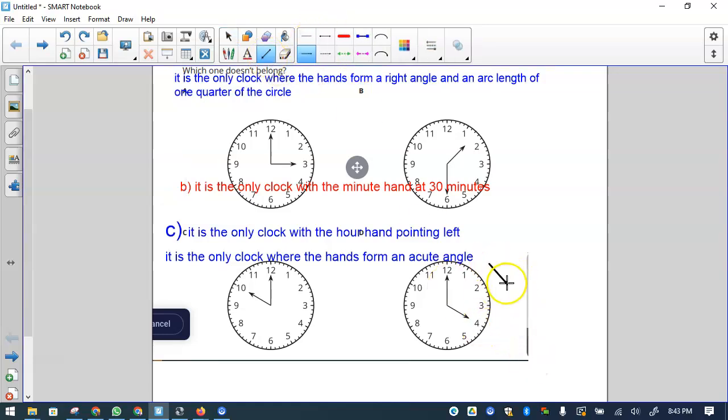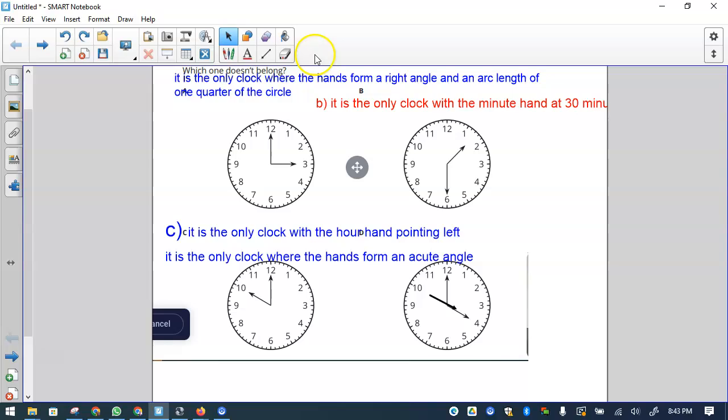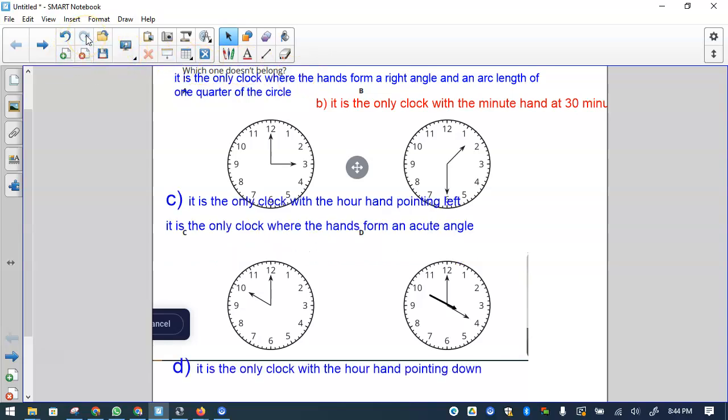If I try this one, this is the hour hand, and this is the only one that is pointing down. Here the hour hand is up. Here the hour hand is right. Here the hour hand is left. So this is the only one pointing downwards. Hope that helps. Let's write that: it is the only clock with the hour hand pointing down.